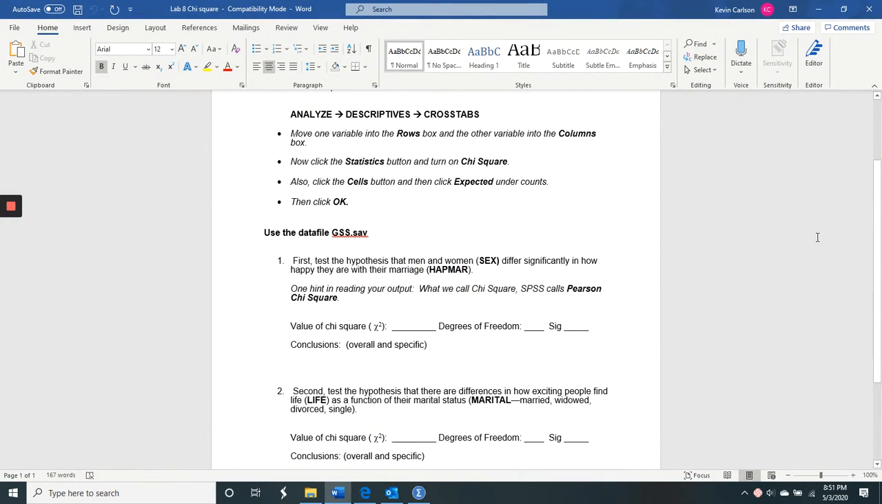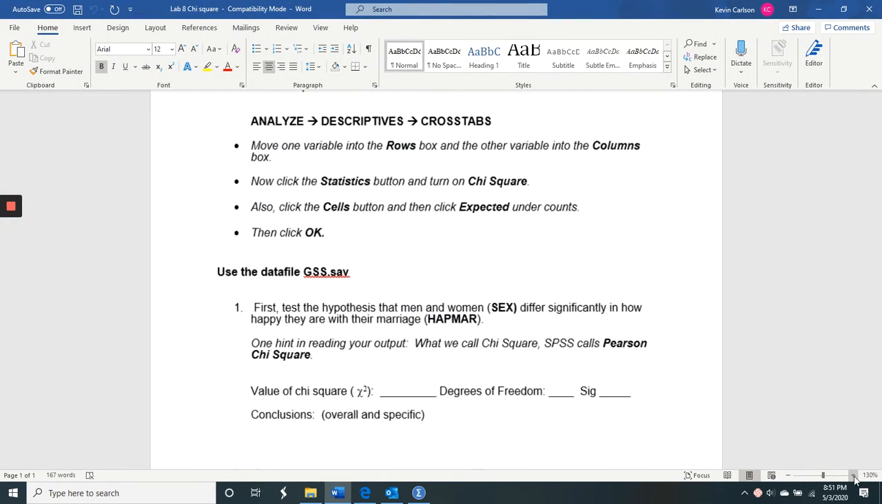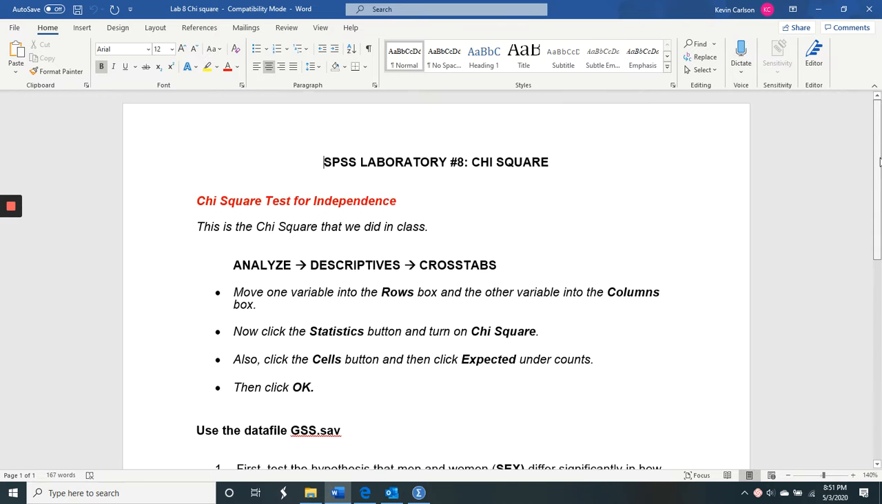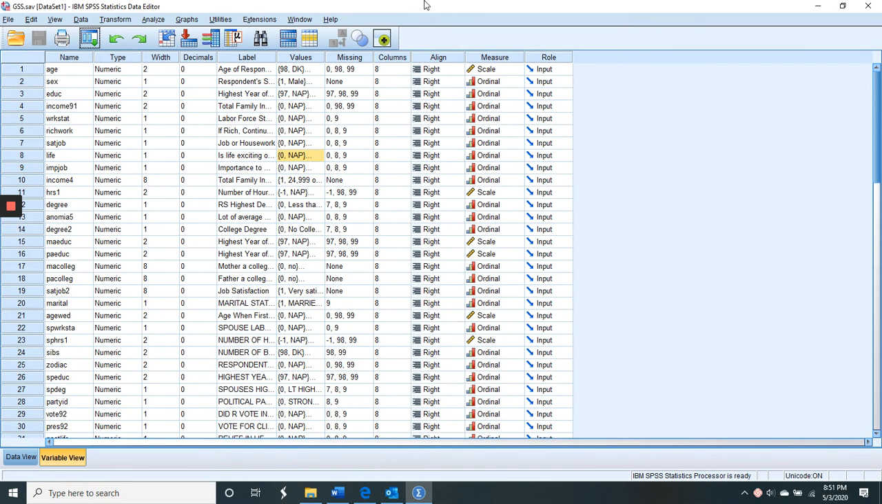Hi everybody, this is the review of the lab for chi-square. And first thing I'm going to do is show you how you can do a chi-square.